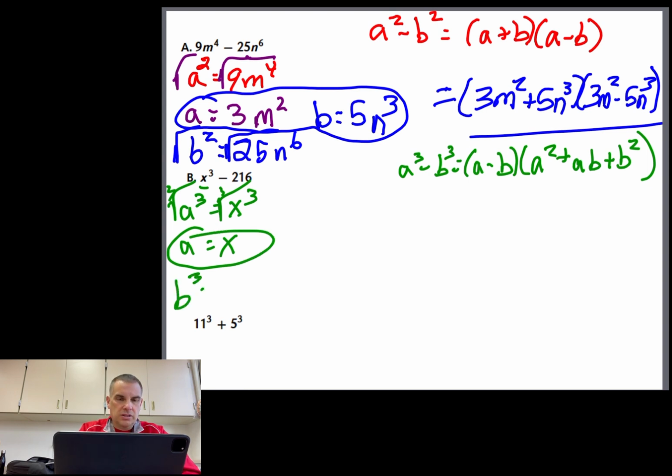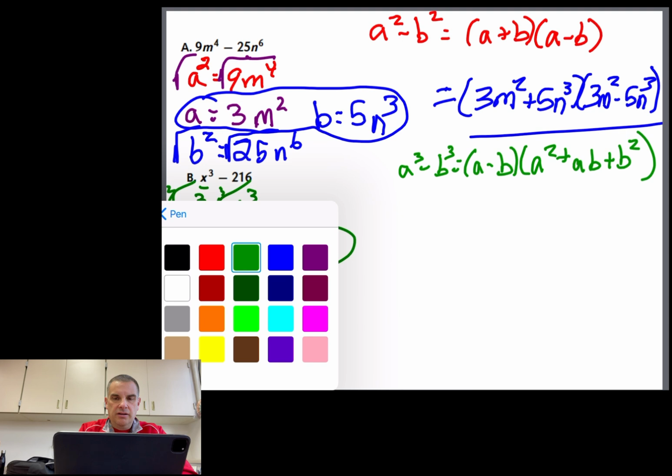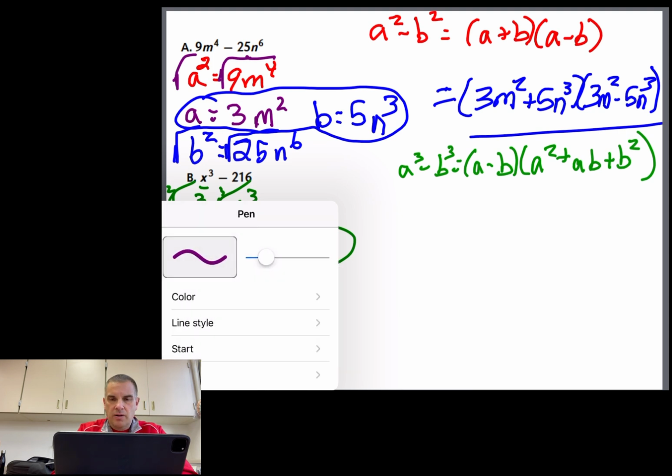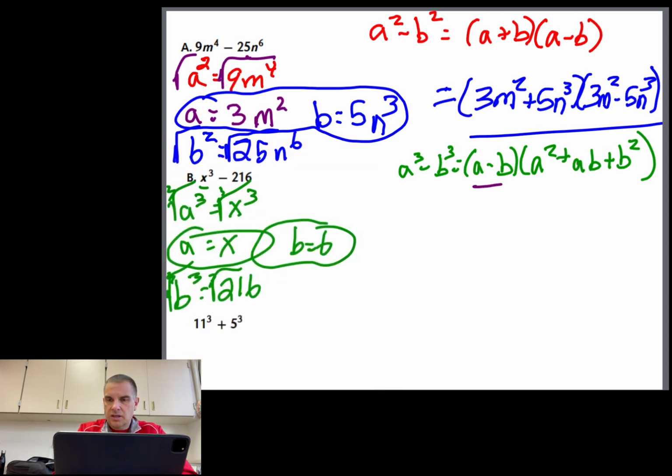B cubed is going to be 216. So we have to take the cube root of 216. You can do that on your calculator. You get a b value that's equal to 6. So now I've got my a and b values. So now I can go over here and I can write it out.